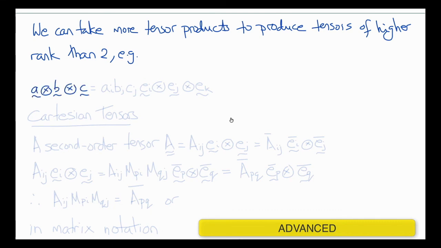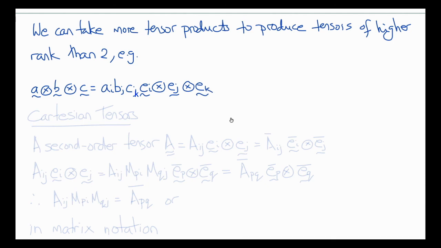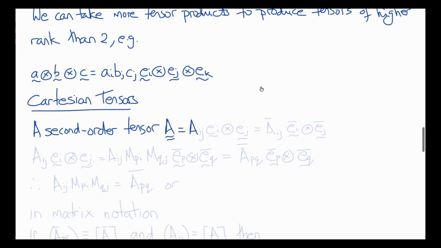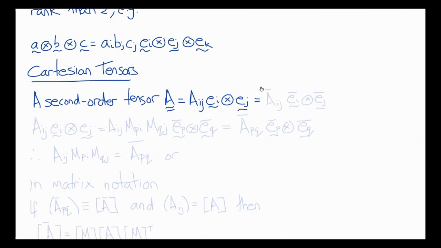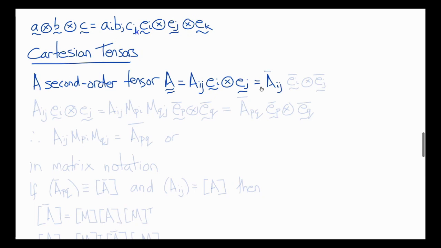Now, we don't have to stop at rank 2 tensors. We could define a rank 3 tensor from 3 vectors by taking the dyadic product of A dyadic B dyadic C, and then you would get a_i b_j c_k times e_i dyadic e_j dyadic e_k. So this would be a 3 by 3 by 3 array, or a rank 3 tensor. We'll occasionally encounter higher order tensors, but most of the time we're working with second order tensors.